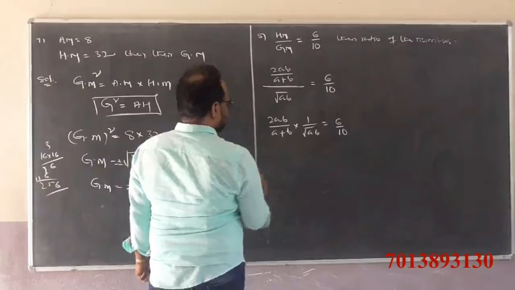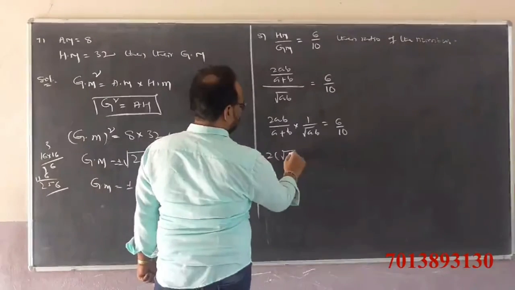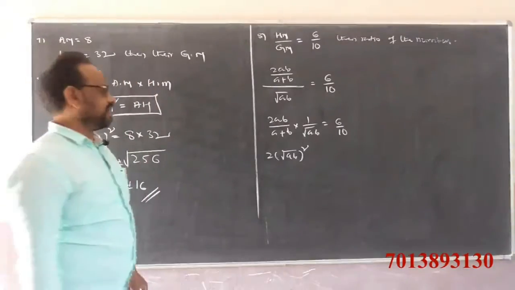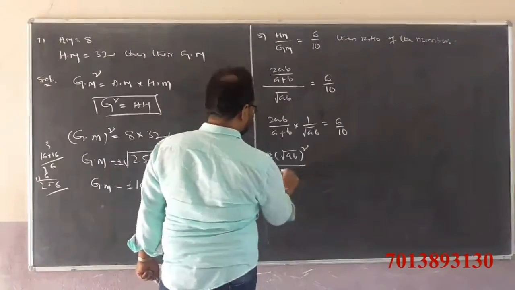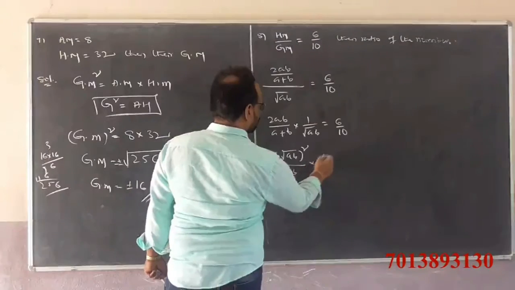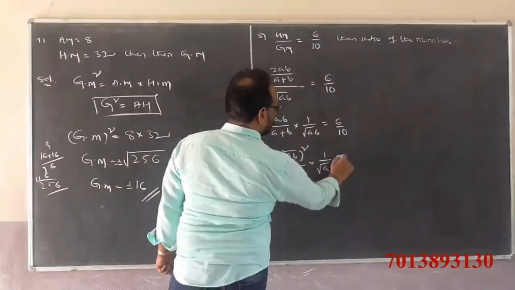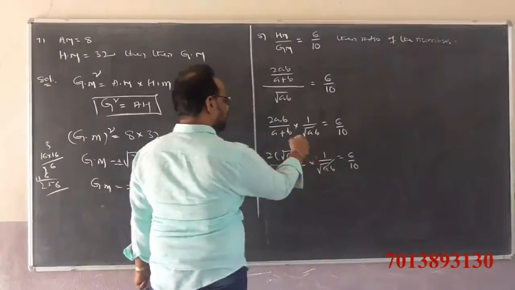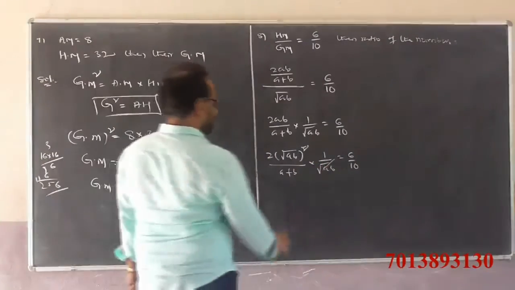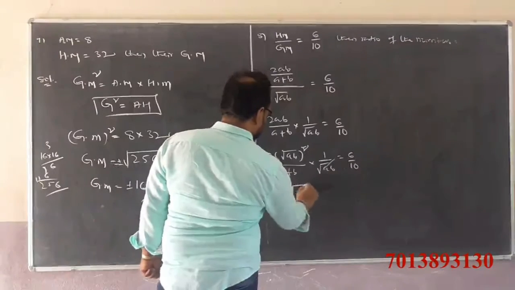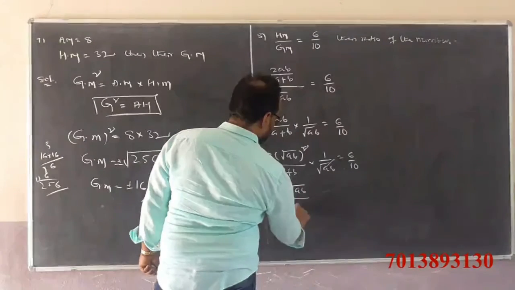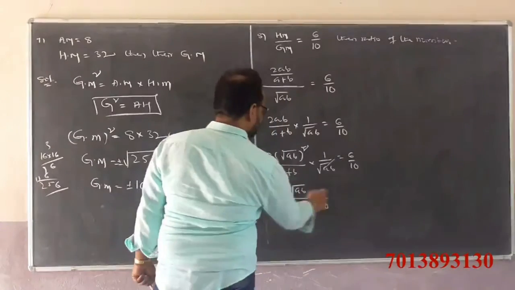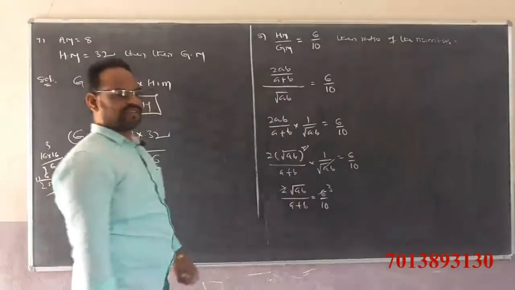ab can be written as square root of ab whole square. The square root gets cancelled, we get 2 times square root of ab by a plus b is equal to 6 by 10. 2 ones are 2, 2 threes are 6.